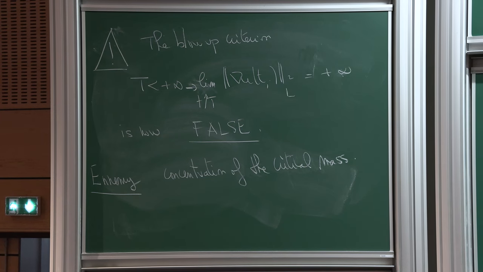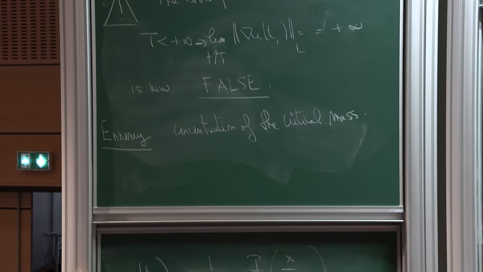the typical enemy is a solution that would want to look like this. It would want to typically concentrate. So you see, you put a scaling parameter here. Maybe you have some profile P of x over lambda of t, where P is some fixed function and lambda of t is something that goes to 0.